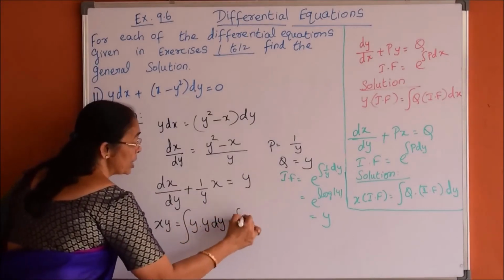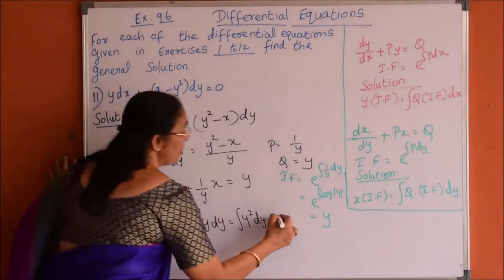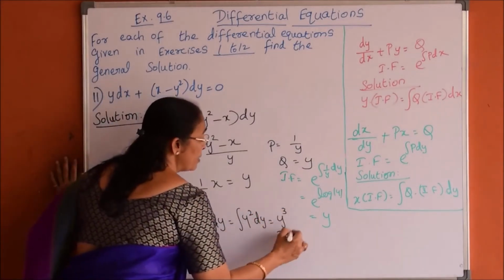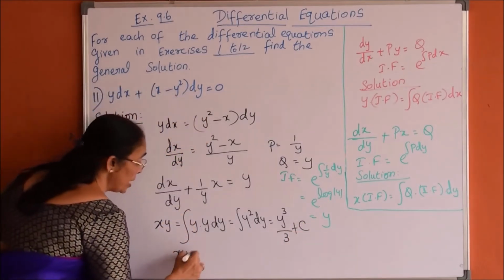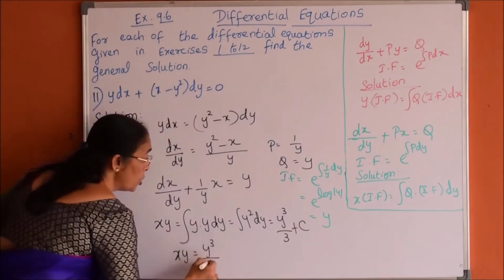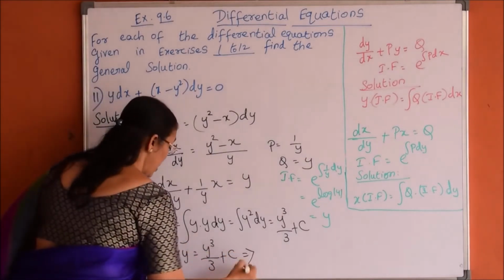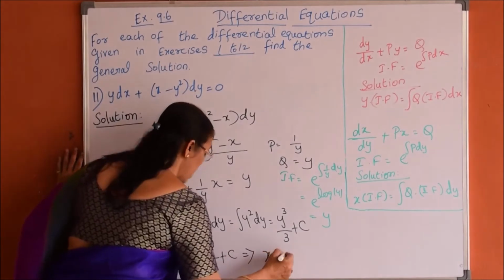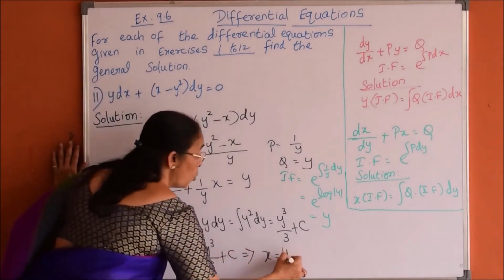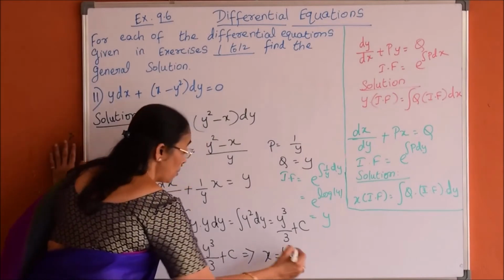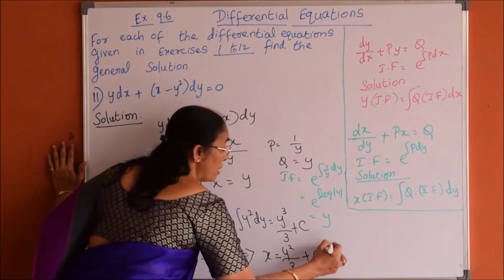So, this is the integration of y square dy. Integration of y square is nothing but y cube divided by 3 plus c. So, x into y is equal to y cube by 3 plus c, or we can give this one as solution. X is equal to, dividing throughout by y, x is equal to y square by 3 plus c by y, or c y power minus 1.